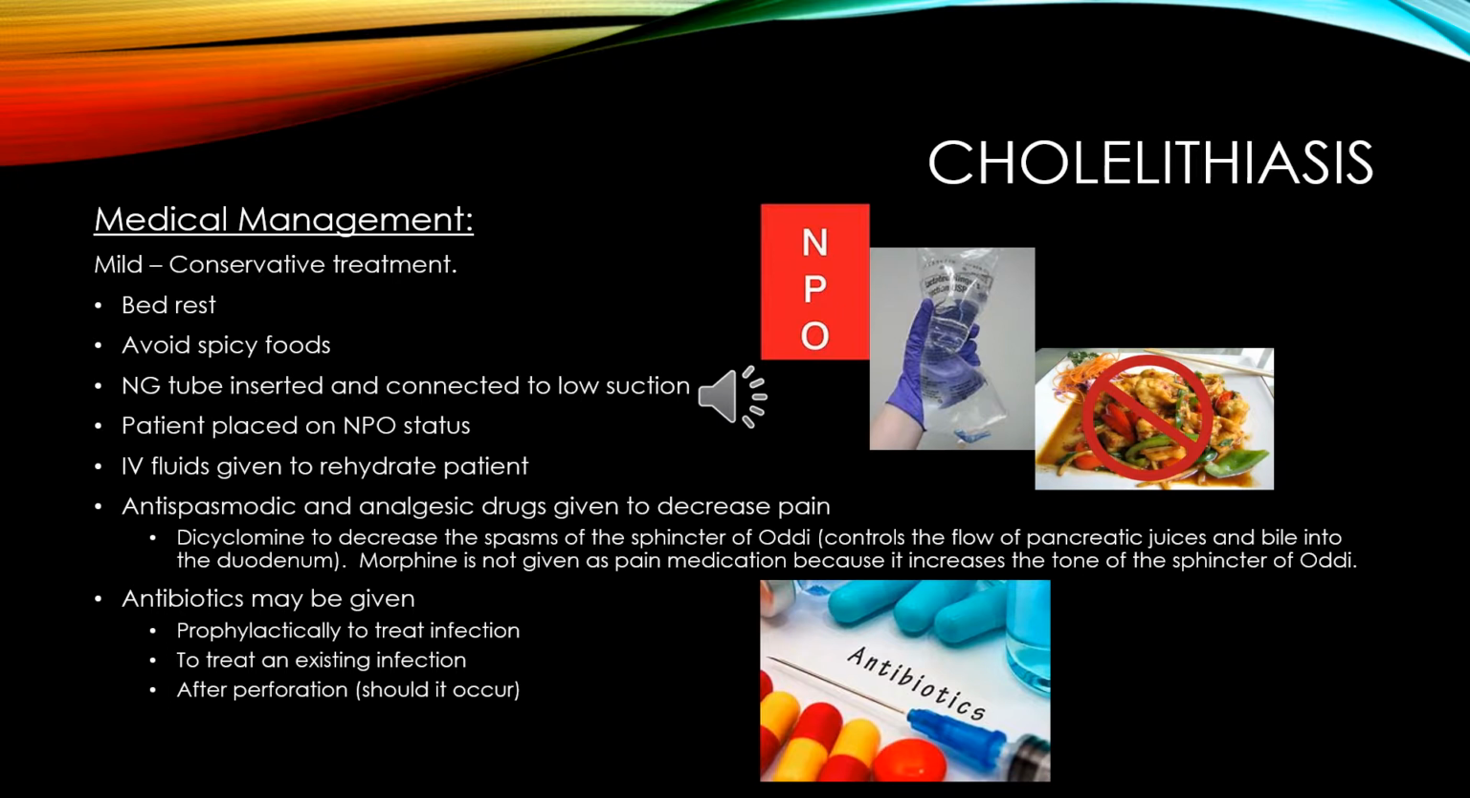Now, they do not usually give morphine as pain medication because it increases the tone of the sphincter of Oddi. And dicyclomine is used to decrease the spasms of the sphincter of Oddi. And that controls the flow of pancreatic juices and bile into the duodenum.